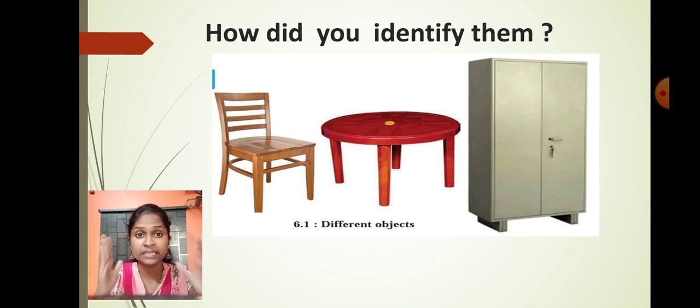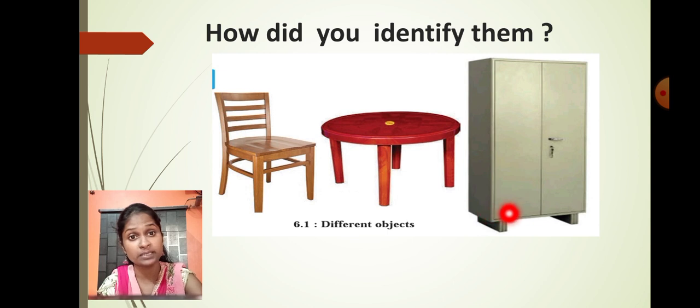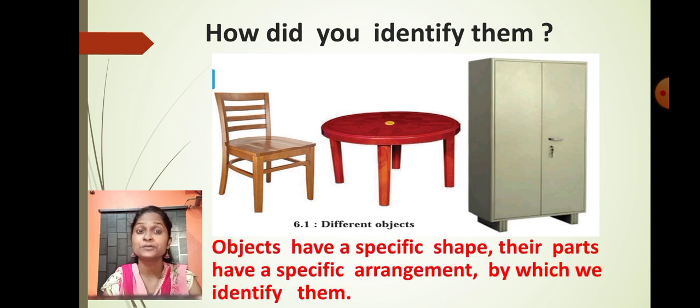There are certain images in your mind as, okay, this thing we call a chair, this thing we call a table, this thing we call a cupboard. Am I right? So what exactly told you that these are the objects, that it is a particular name of this object? Yeah, you all know that if you observe very carefully, these objects have a specific shape and a specific arrangement. Because of the specific shape and the specific arrangement, we identified them.